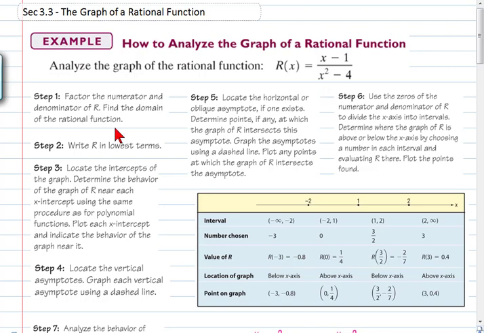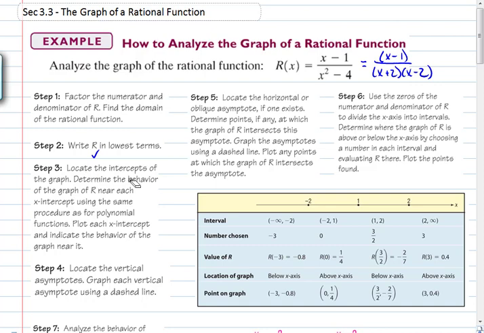Once you're given a function, you want to factor that function. So if we factor this function right here, what are we going to get in the denominator? x plus 2, x minus 2. So we've done step 1 for this function. Step 2 is to write that function in its lowest terms. Well, it is, because we don't have any factors that will reduce.